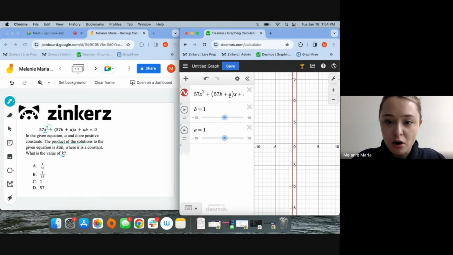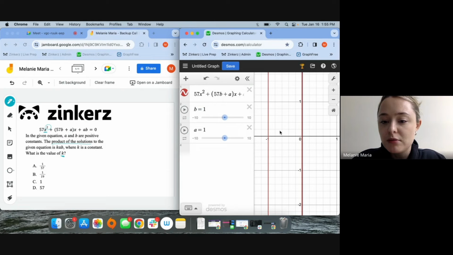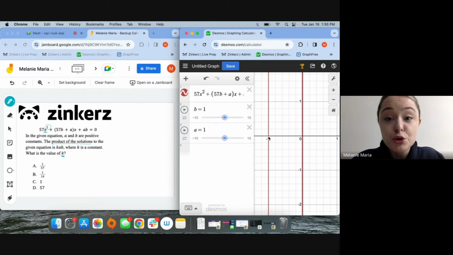It doesn't mean you typed in anything wrong, though it can help to go back and make sure you did type in everything correctly. Because I introduced these two variables, A and B, Desmos is prompting me to choose values for them. And for this equation, I like to leave them at 1. So just leave them how they are. And then zoom in. What I can see here is a really skinny parabola shape with two solutions. That's what Desmos is showing me.